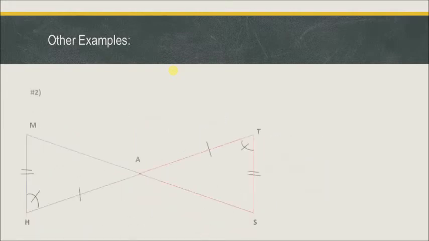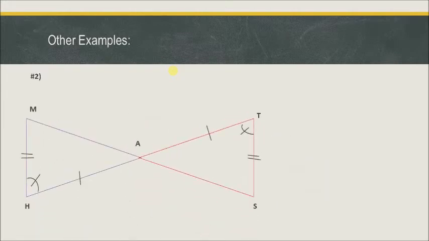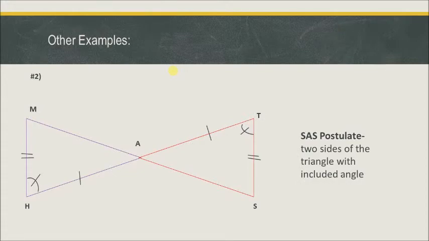Number two example, we have two congruent triangles which can be an SAS postulate. Two sides of the triangle and the included angle. On the first figure, segment MH and segment HA are the sides and the included angle is angle H. While on the other figure, segment AT and segment TS are the sides and the included angle is angle T.